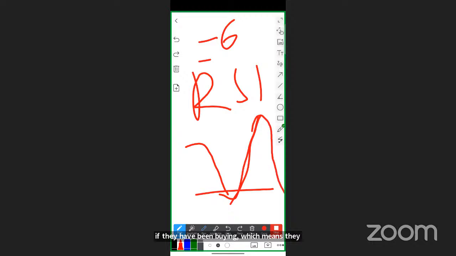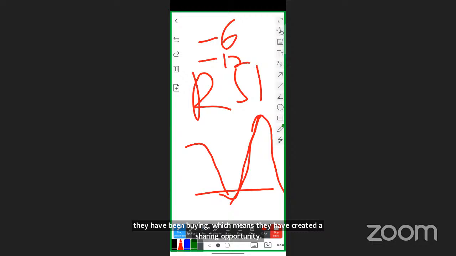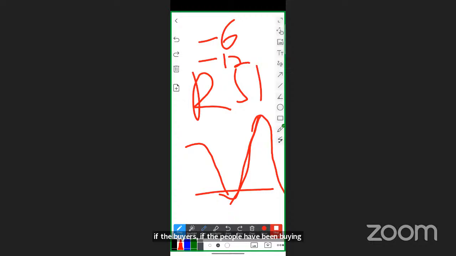Then there is an RSI of 12 that looks at the past 12 candles. If the people have been buying for the last 12 candles, they are creating a selling opportunity. Then we have that of 24. If people have been selling, then they are now creating a buying opportunity.